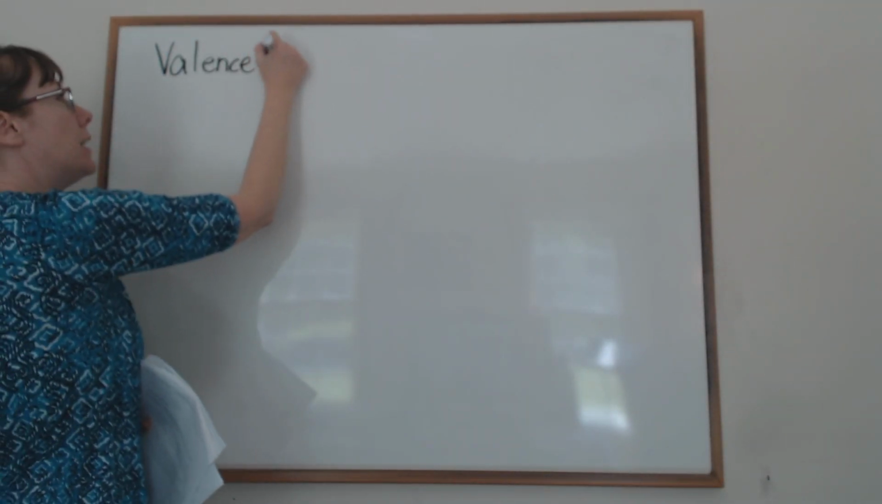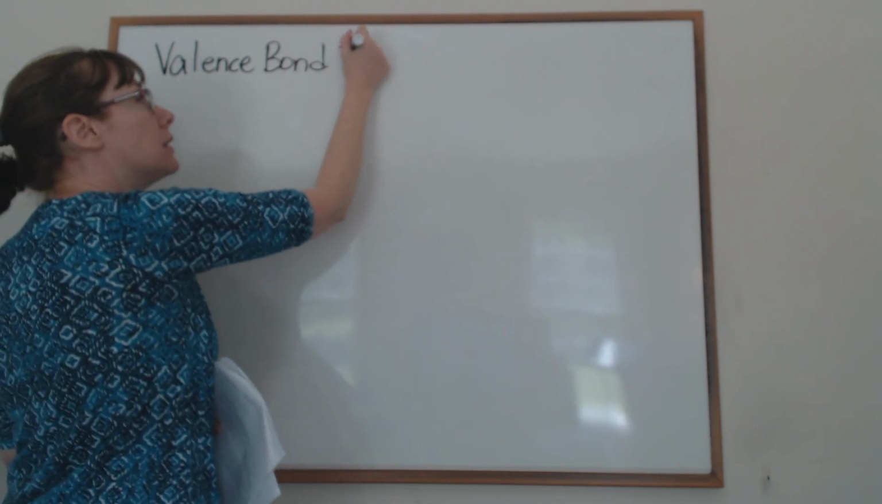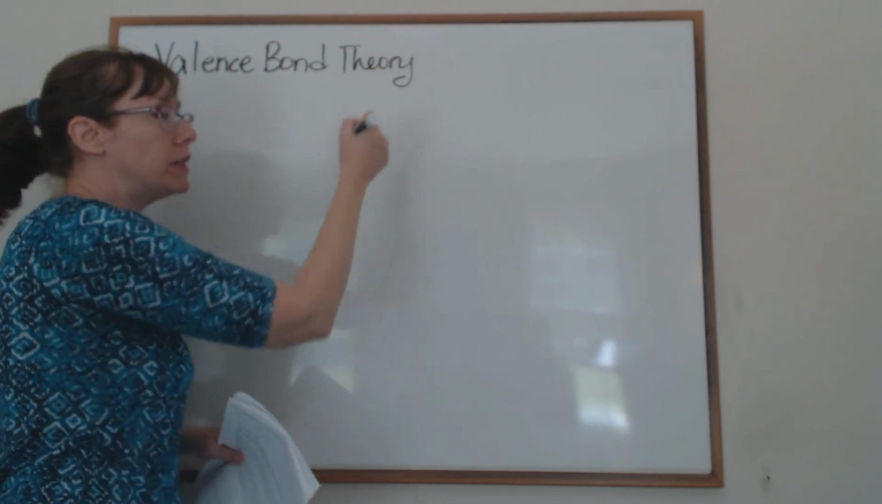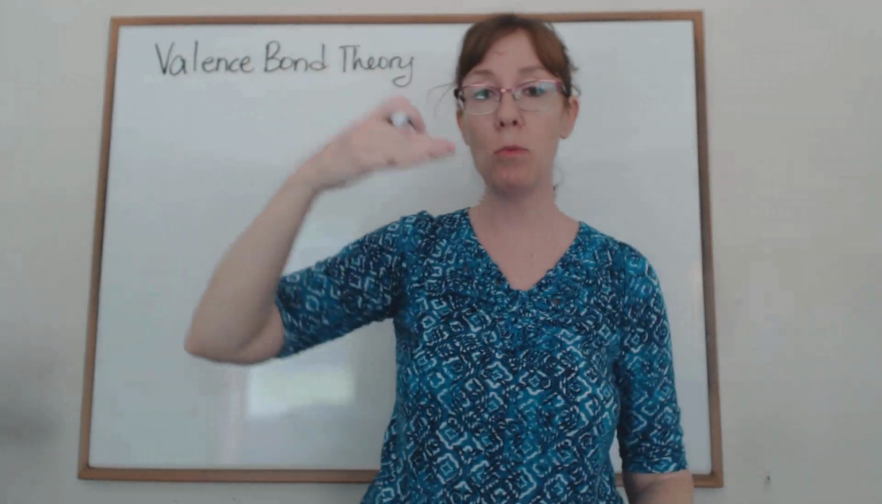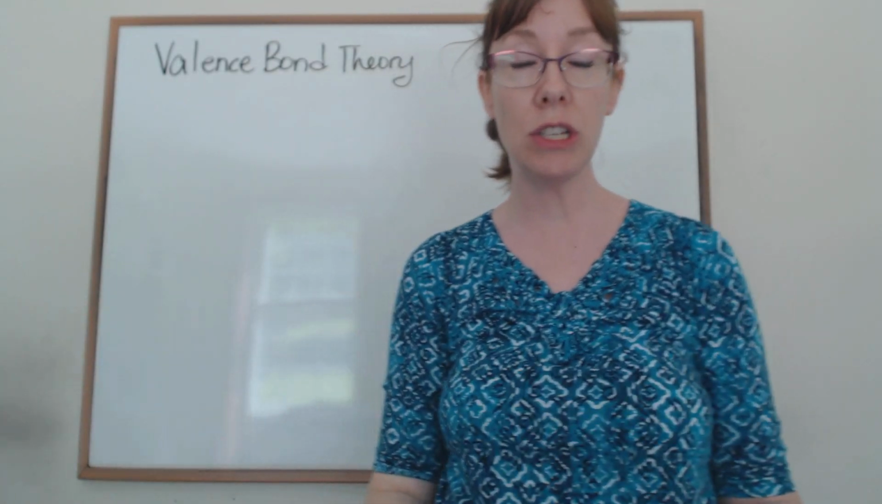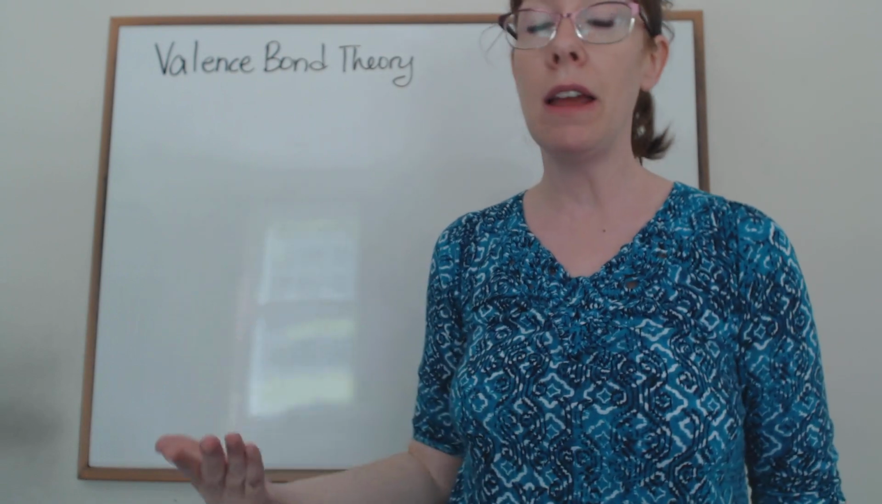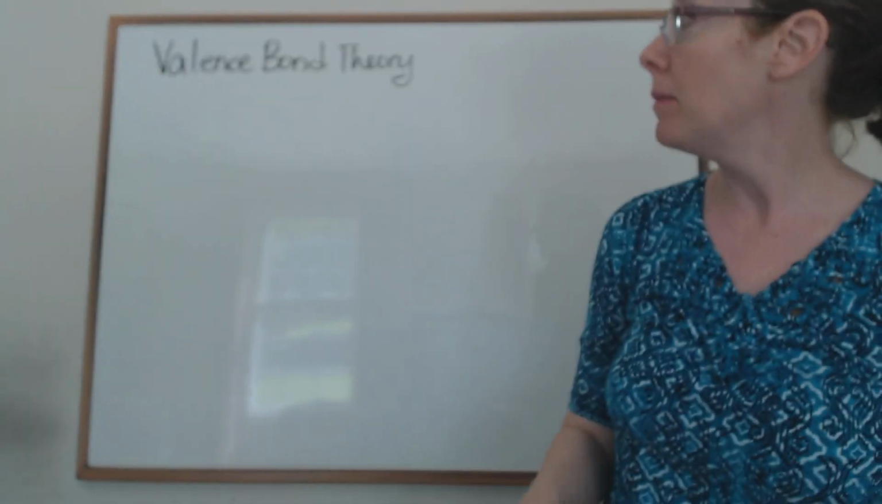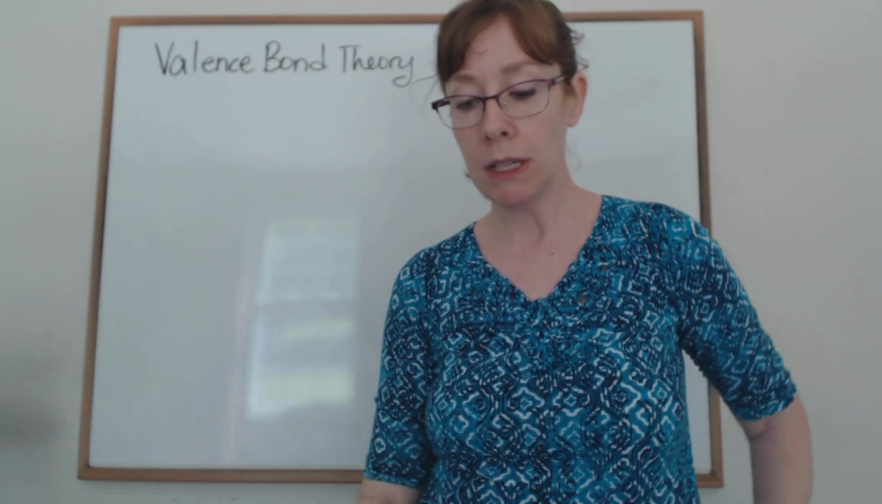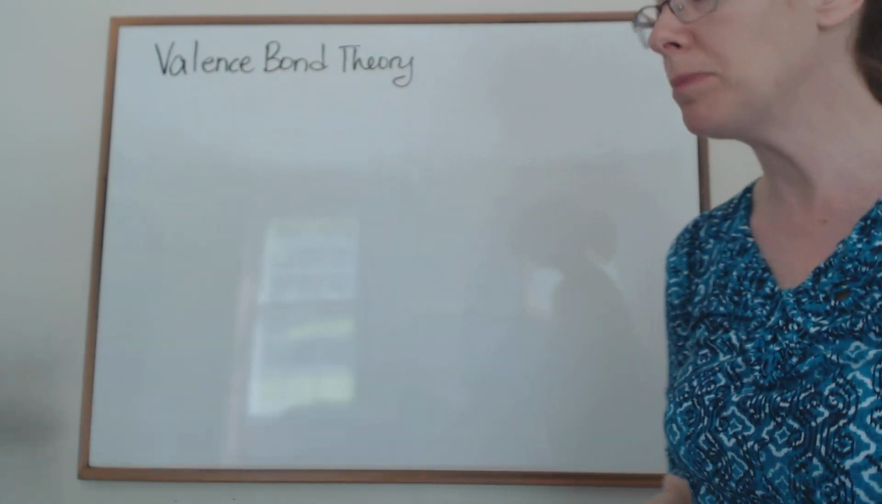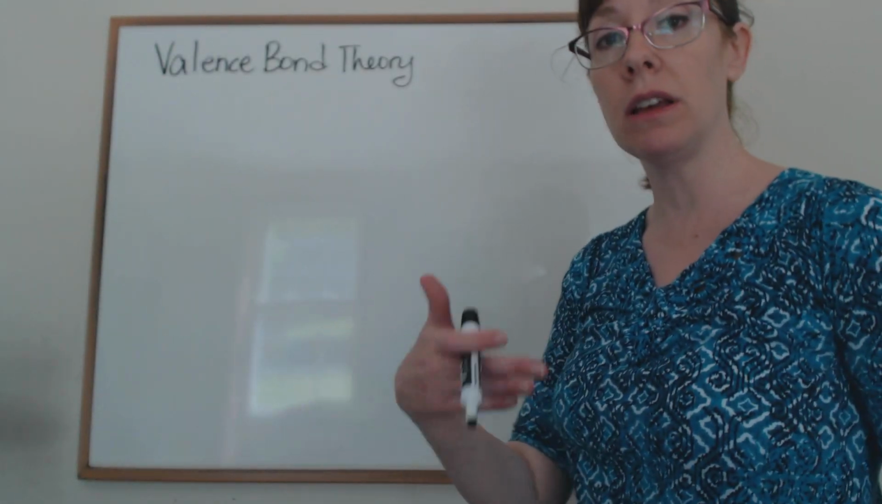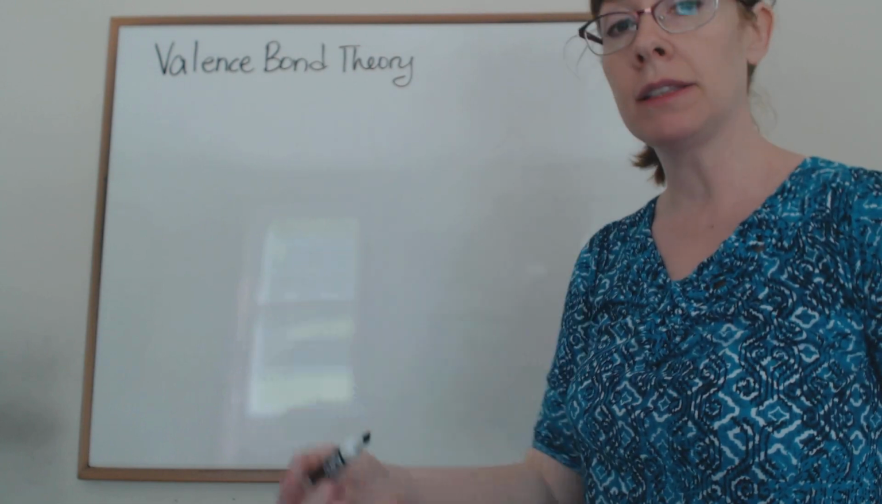Valence bond theory is, for us, the most advanced theory that we're going to be tackling. There is one that's even more advanced, covered in chapter 10, called molecular orbital theory. For the sake of time, I never cover it in this class, so I always just end on this one. It's kind of a nice one to end on.